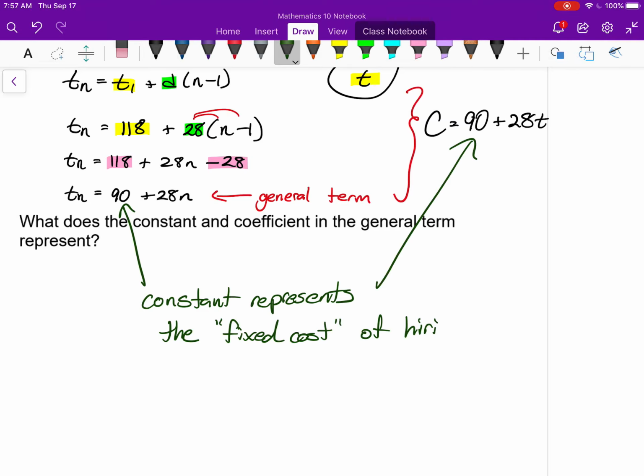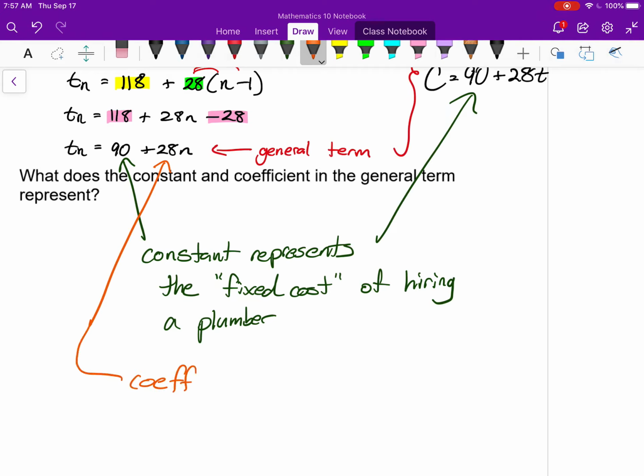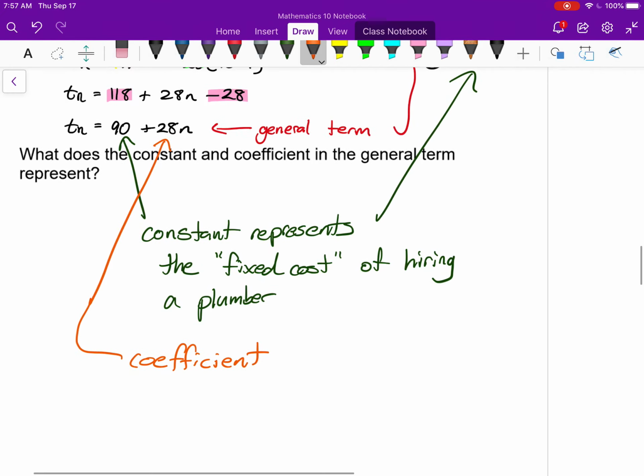So that's the fixed cost of hiring a plumber. Kind of like the fee you would pay just for them to drive there. The coefficient, which is the number multiplied to the variable. So in this case, it's the 28, which we can see in either of these equations. The coefficient represents the charge per hour. In this case, $28 per hour.